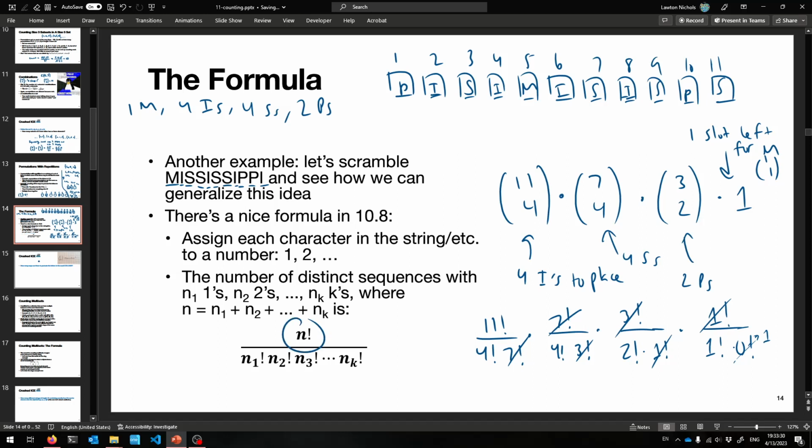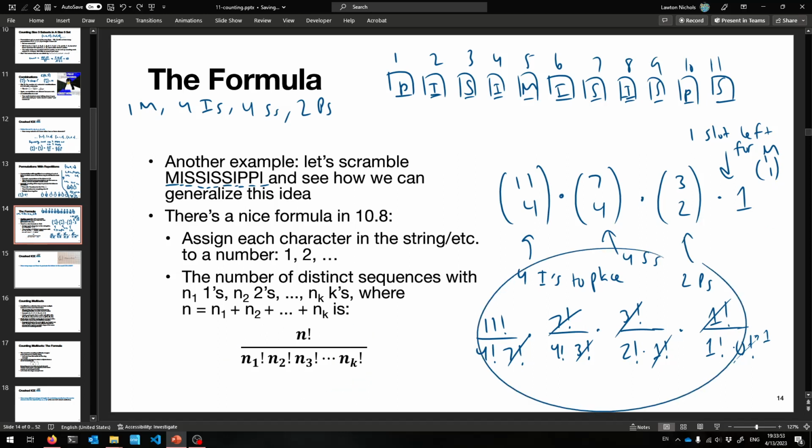It is your size, so n factorial, that's the 11 factorial, over how many repetitions you have. There are four i's, so over 4 factorial, times, there are 4 s's, times 4 factorial again. There are 2 p's, times 2 factorial, over, one more, right? One last slot for the m, it's 1 factorial. So it kind of goes away. And that's the general formula.